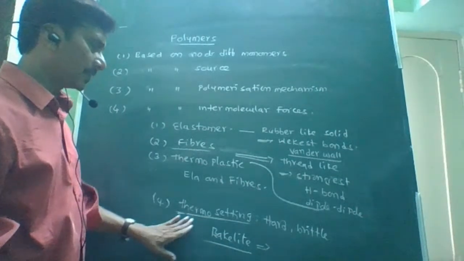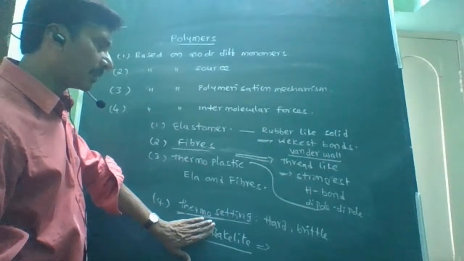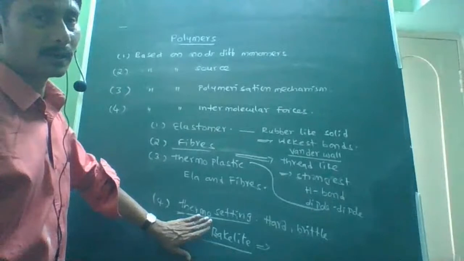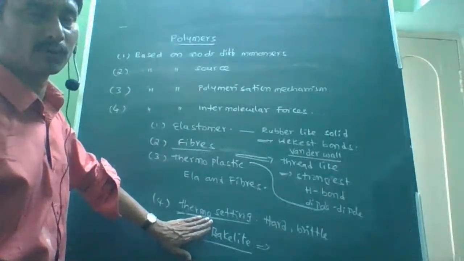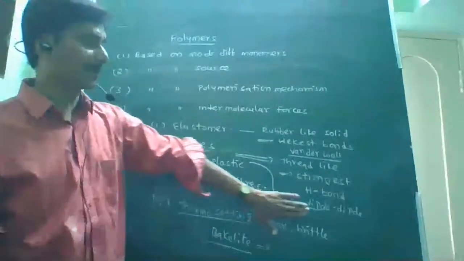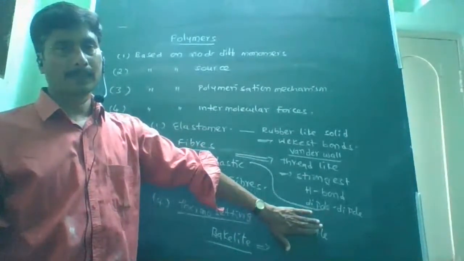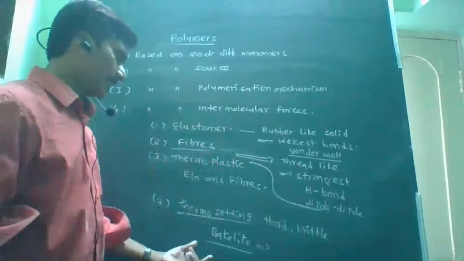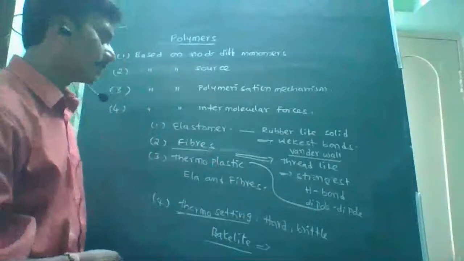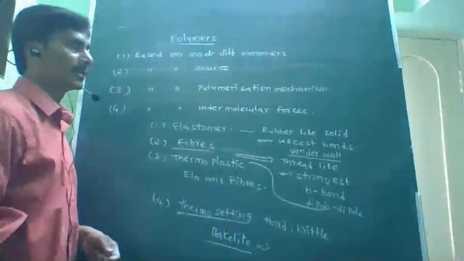Thermosetting polymers. These are the polymers which have much more cross links among of the linear chains. That is monomer units of linear chains. So on heating, they become as very hard and brittle. Example for the thermosetting polymers nothing but the bakelite. Any resins will come under the thermosetting polymers.